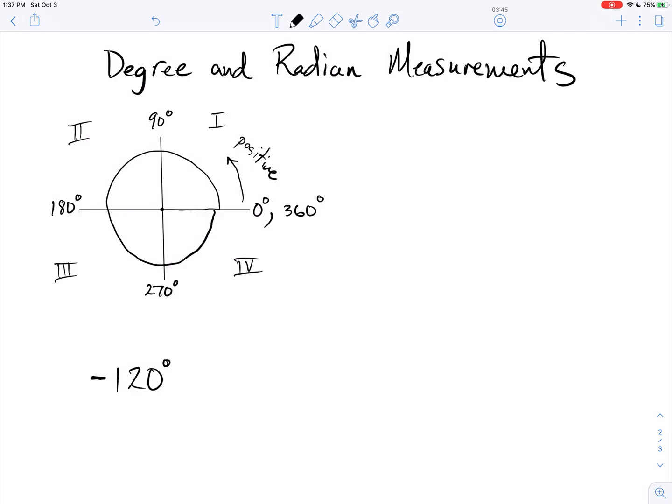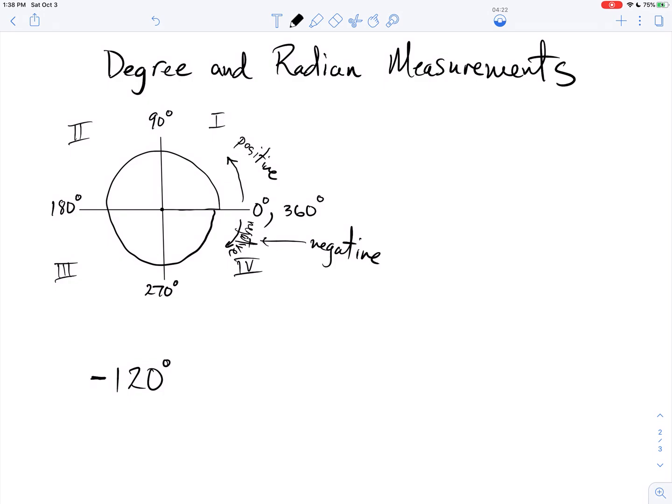But what if I take that same angle and I stick a negative in front of it and I say, where is a negative 120-degree angle going to end up? Well, when it comes to this stuff, I'm going to be traveling in this direction. When we talk about angle measurements, that would be negative rotation. Negative rotation is clockwise. I really hope you can see what that says. That says the word negative.